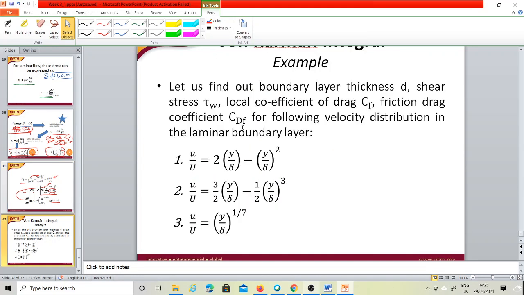So these are the tasks for you. Let us find out the boundary layer thickness delta, the local shear stress, the local coefficient of frictional drag and the frictional drag coefficient for the following velocity profile u by U. There is a different form, so you need to solve this one for this problem. Please try, and we will also discuss it in the next class. Thank you very much.